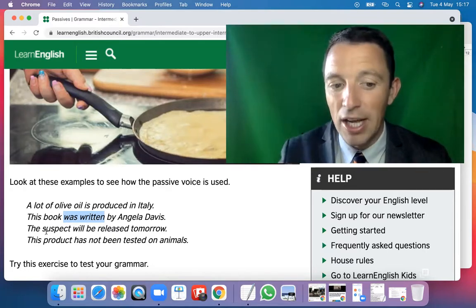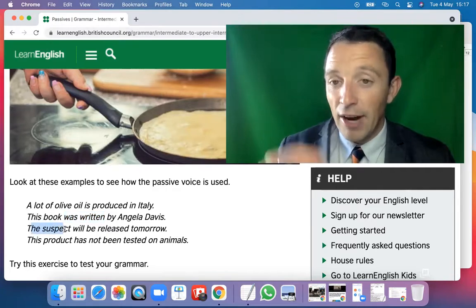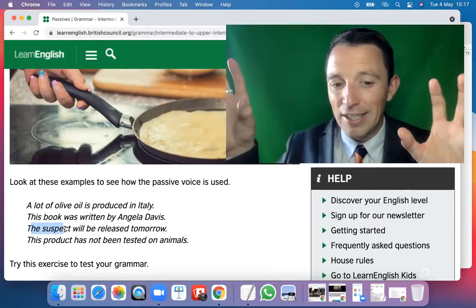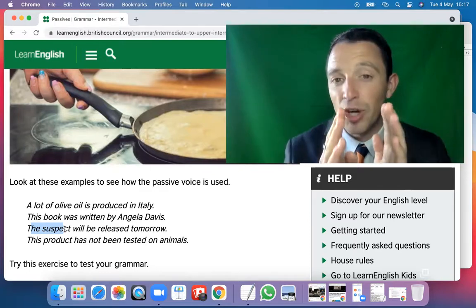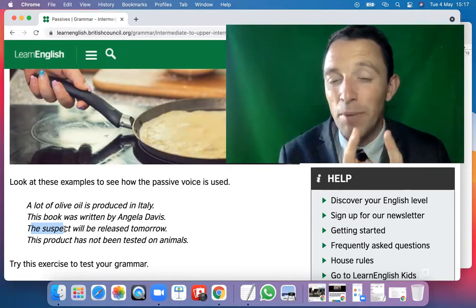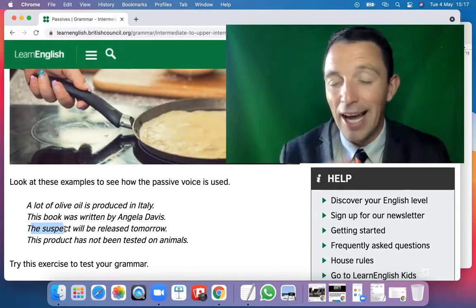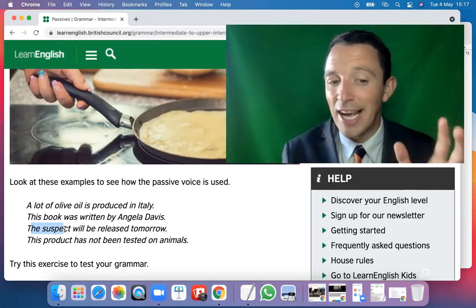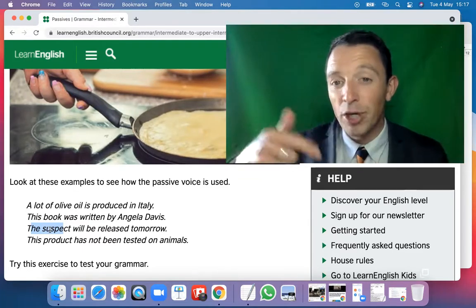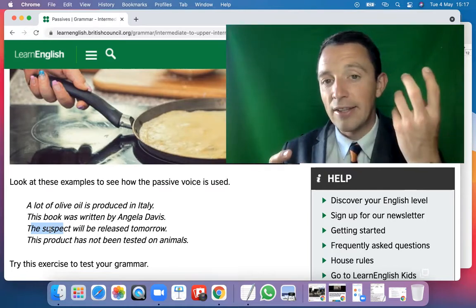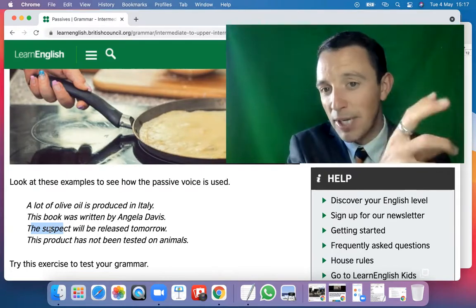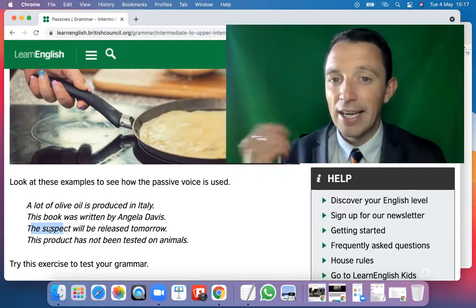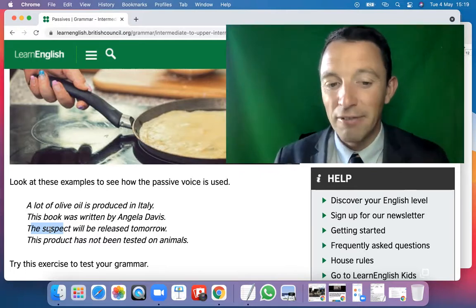The third example, in relation to the crime and criminal, the suspect will be released tomorrow. So that's the future, but it's also the passive, the verb to be in the future plus the participle. And that's an example of the passive in the future. So the focus of this sentence is the suspect, but if we create the active, the prison will release, or the police station will release the suspect. So that's a difference between the active and the passive.